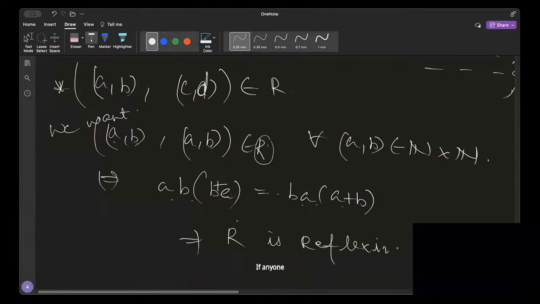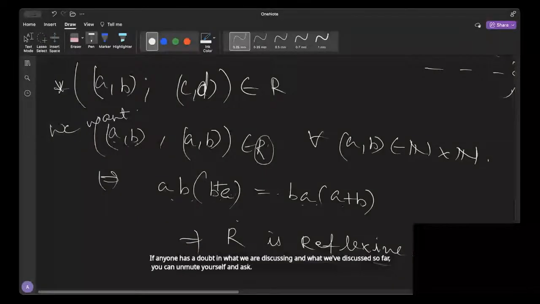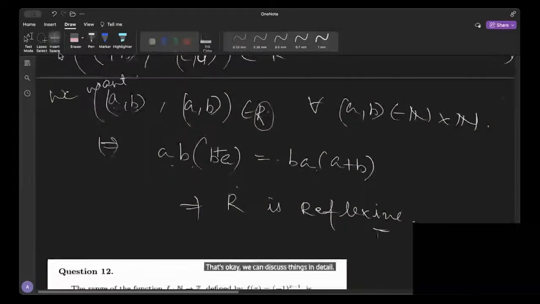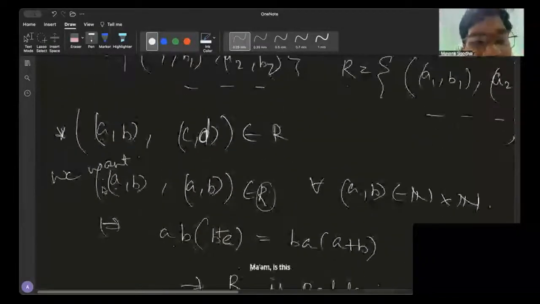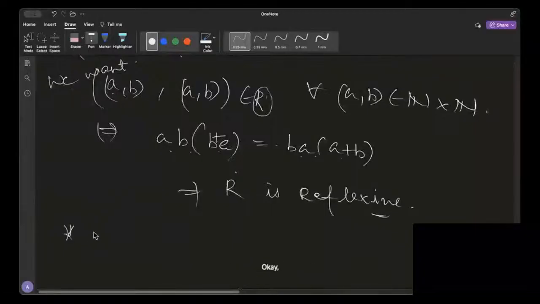If anyone has a doubt in what we're discussing and what we've discussed so far, you can unmute yourself and ask. Discuss things in detail. Otherwise, I'll assume that you've understood and we'll go. Okay, let's check for symmetry.